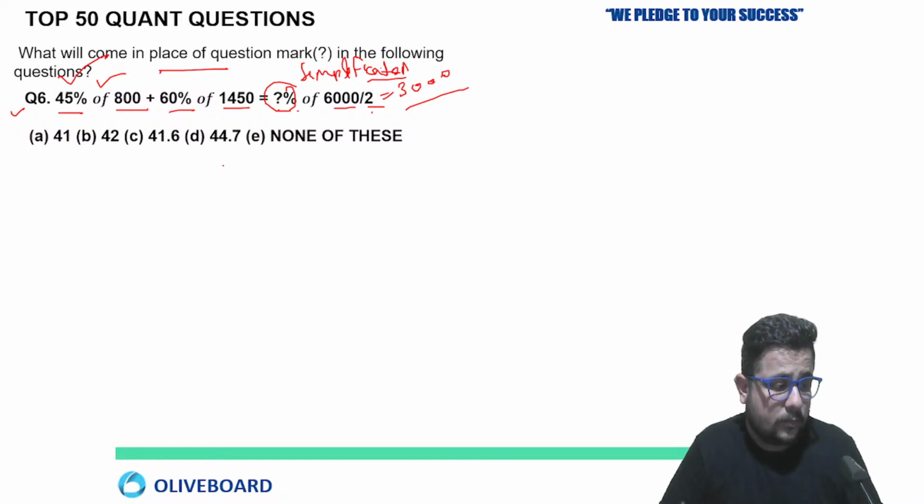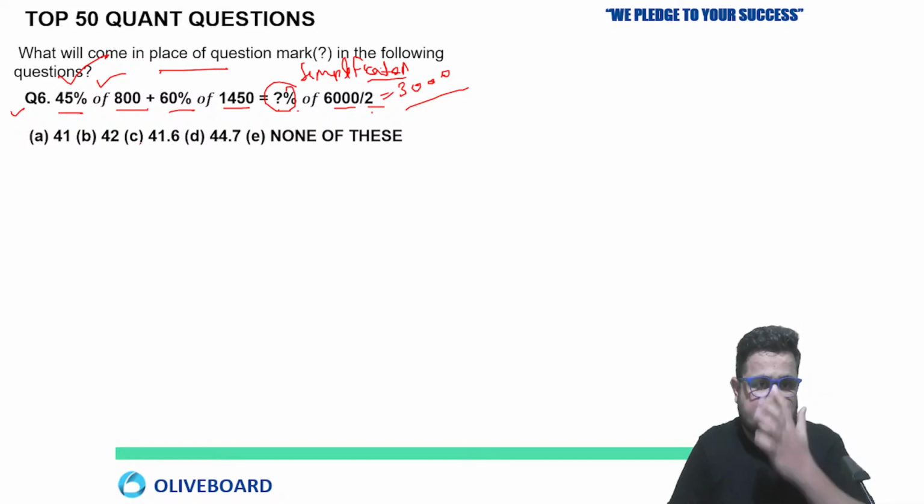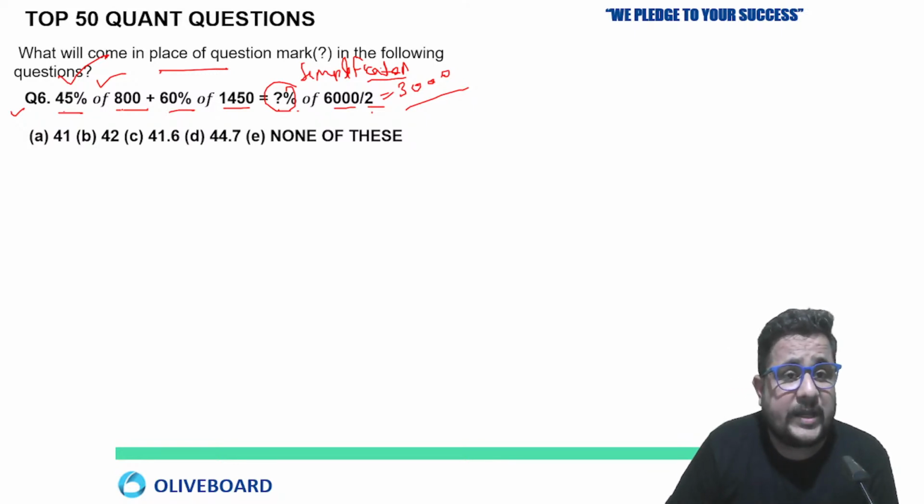Very good, Varun. Well tried. I'll definitely answer. Okay. You answered the previous one, I think. Okay, this one. 45% of 800. How are you going to calculate it?